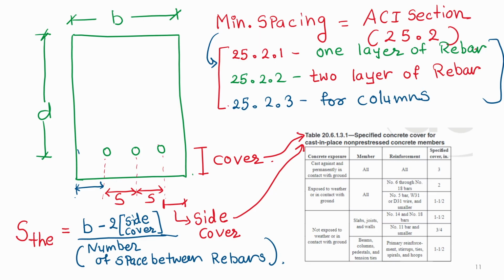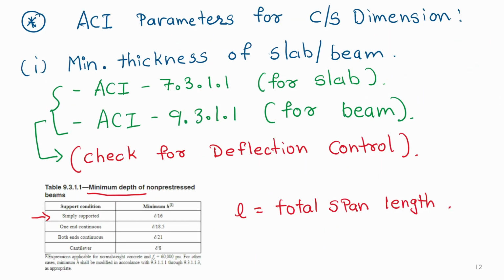And you have again some ACI guidance for minimum spacing for the main rebars. You have 25.2.1 for one layer of rebar, 25.2.2 in the ACI code for two layers of rebars, and for columns we are using 25.2.3. So how to find the spacing? That will be B minus 2 times side cover over the number of spaces between rebars.